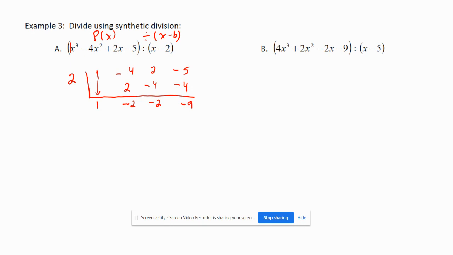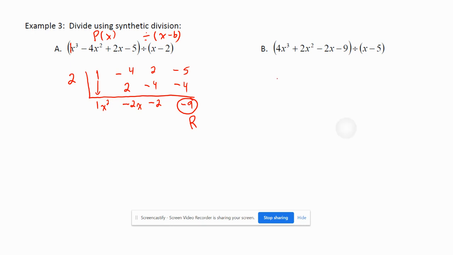So what do these numbers at the bottom mean? Well, we need to kind of understand that if I'm dividing x cubed by x, the first term is going to be an x squared. And that makes sense because if I have x cubed divided by x, I'm going to have an x squared as a result. This is x squared minus 2x minus 2. This is the constant, and that means negative 9 is the remainder. Okay, so that's how that guy's going to work over there.